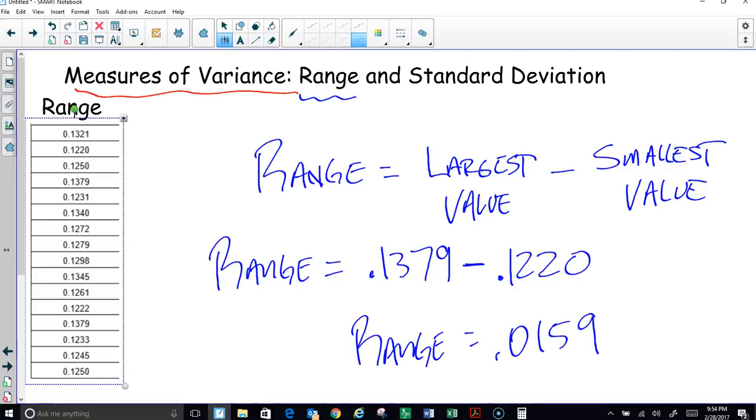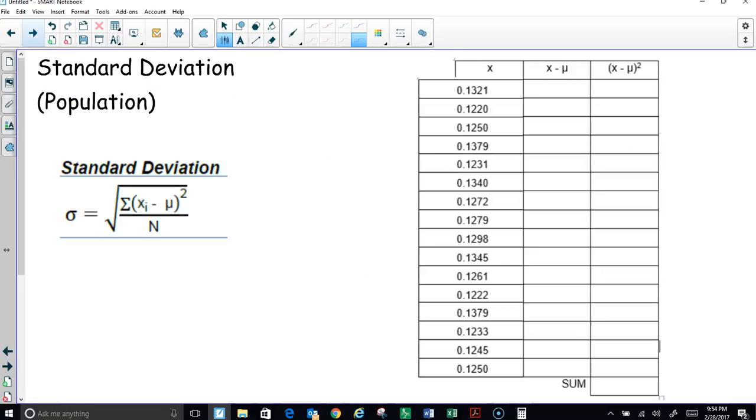Now, I want to pause the video, take a deep breath, because we're getting ready to attack standard deviation. And it's going to be a multi-step process. And, well, let's start with this thing right here. That looks ugly.